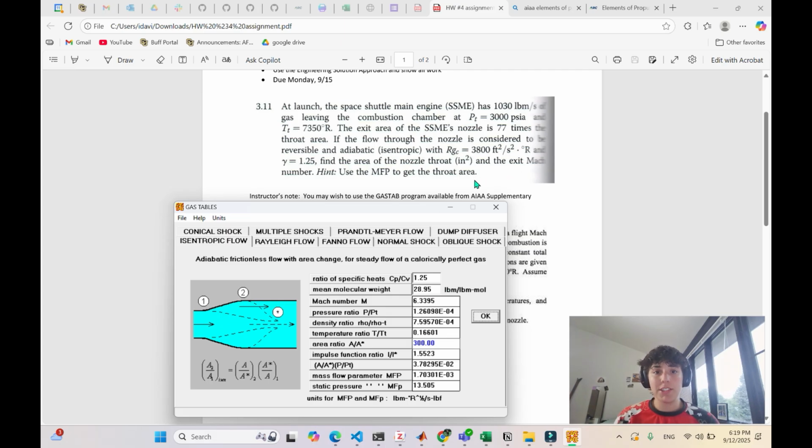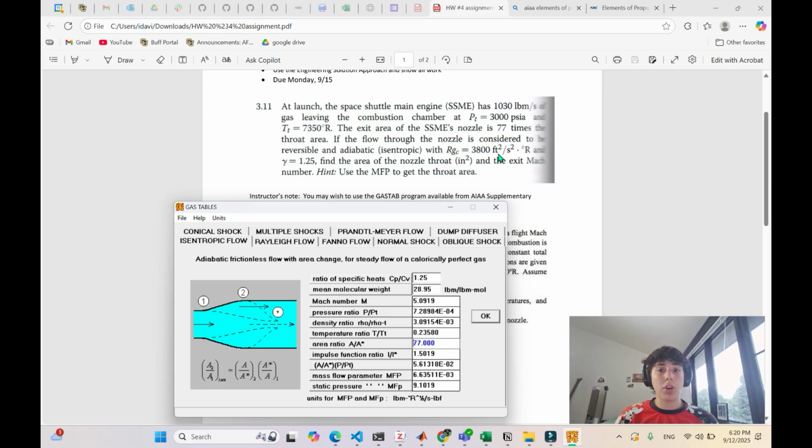Now the second part of this problem is finding the area of the nozzle throat. It gives you a clue. You need to use the MFP equation. So it actually gives you the MFP, and let me put in 77 again so we can actually see the right value. MFP is this. And I actually solved for it numerically and got something quite similar, but not actually the same. I think the discrepancy in this is that it tells you that RGC is equal to this.